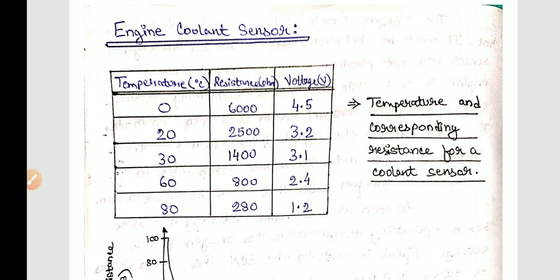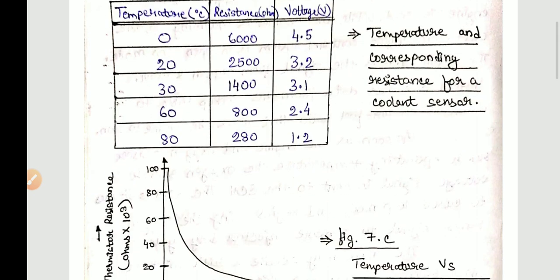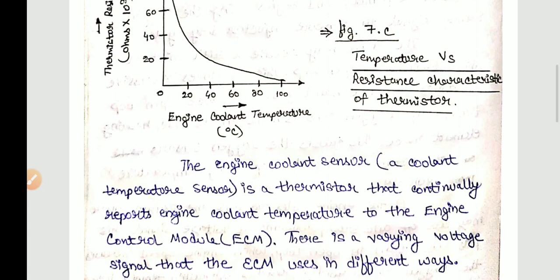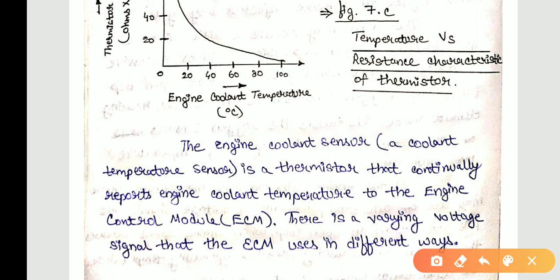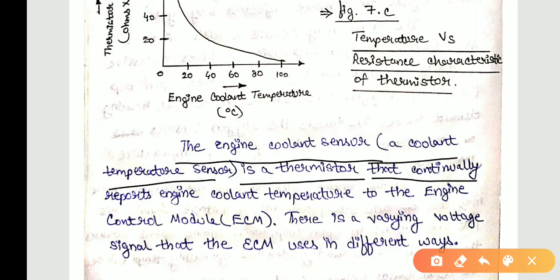Today we are going to discuss the engine coolant sensor. Right? So let's see what it says. The engine coolant sensor, or coolant temperature sensor, is a thermistor that continually reports engine coolant temperature to the engine control module or the ECM.